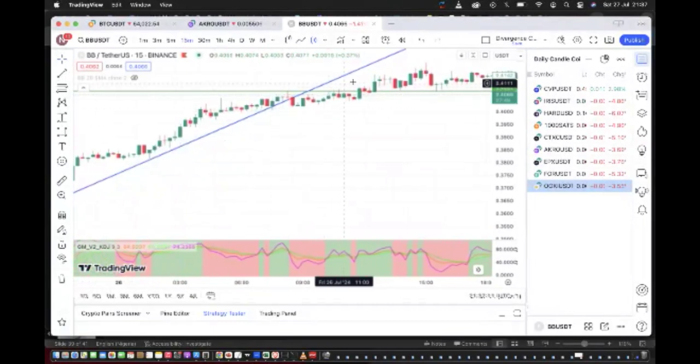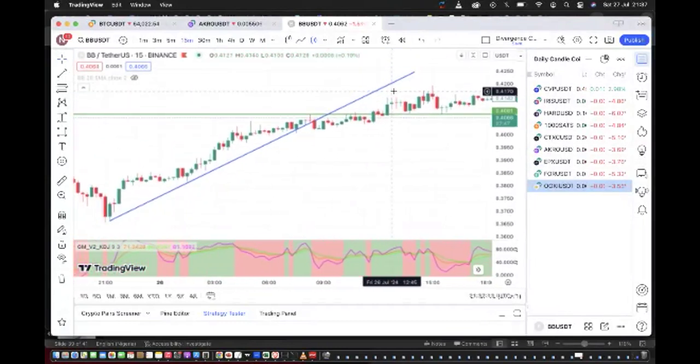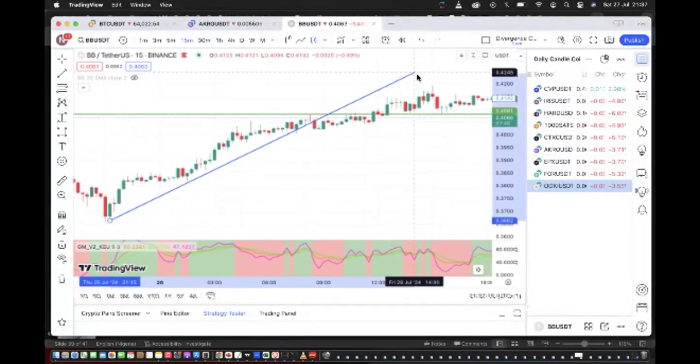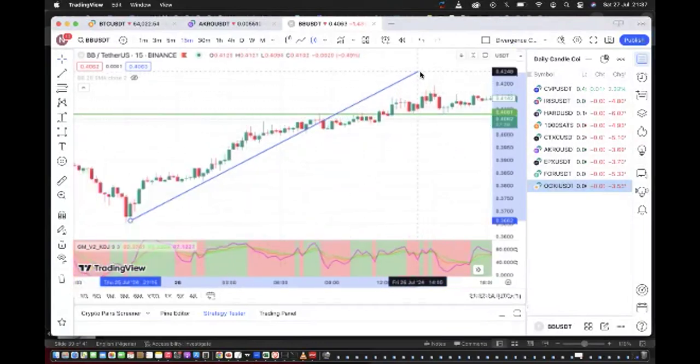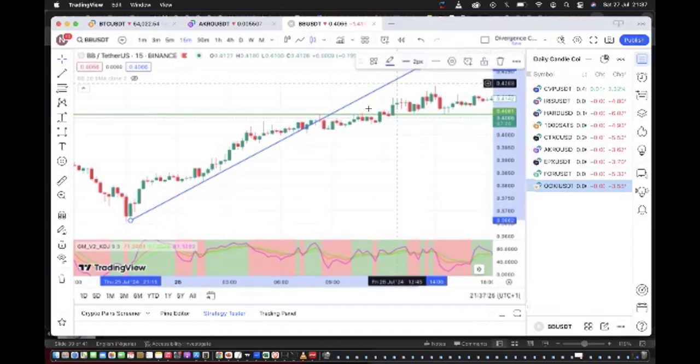There's a wick here, so I have to adjust this to be on the wick. Very important. You have to pay attention to the wicks so I can get this right. We use this one at first. Let me go back. All right. So we use this one at first. Okay.